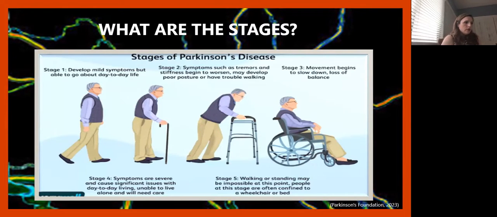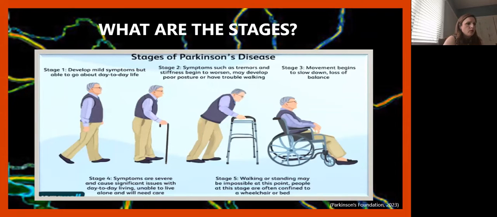At stage 4, the symptoms are fully developed and severely disabling. You may still be able to walk and stand without assistance, but you may need the assistance of a cane or a walker for safety to keep you from falling. At this point, the patient will need assistance with daily activities, and it's recommended that they don't live alone anymore.